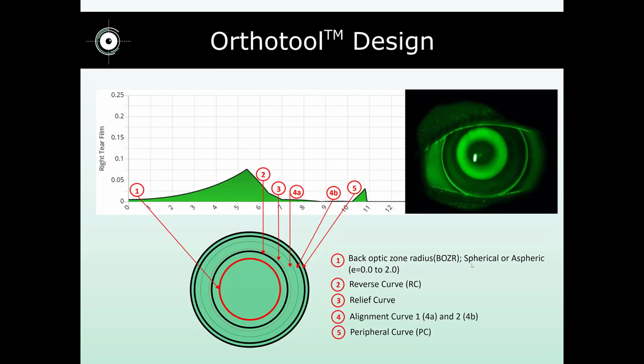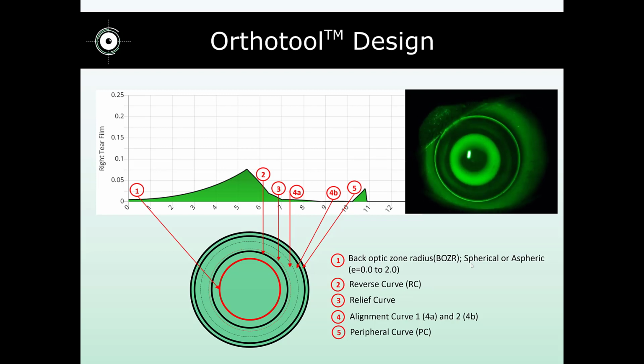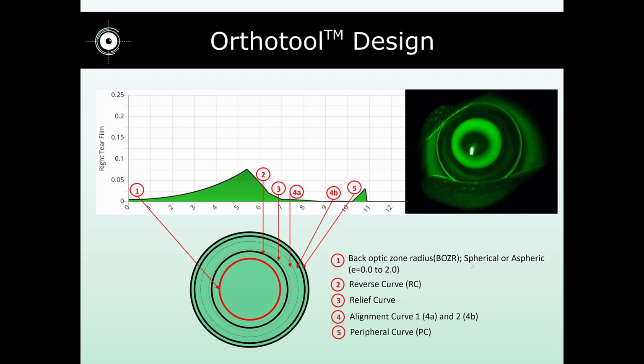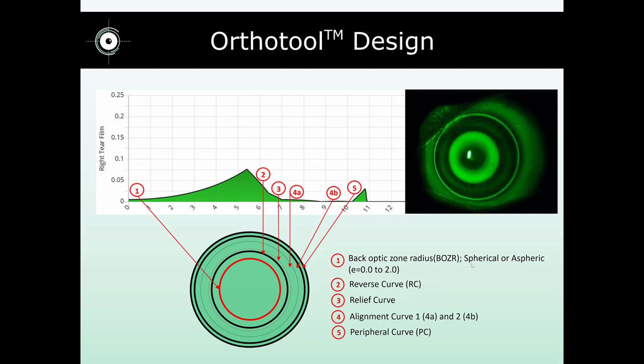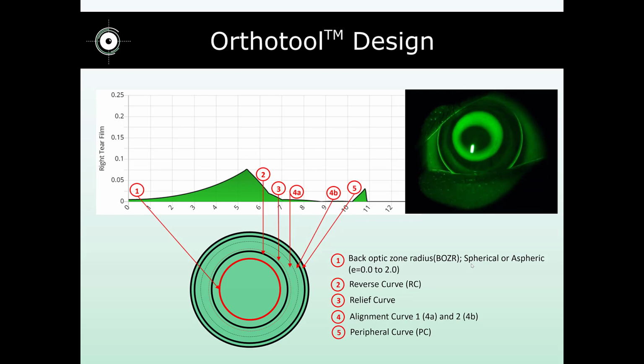Orthotool is a 5-zone orthokeratology lens construct, each of which can be customized as required. Customization of these zones is intended to optimize myopia treatment, centration, and comfort of lens wear. It is available in rotationally symmetric and toric variants.